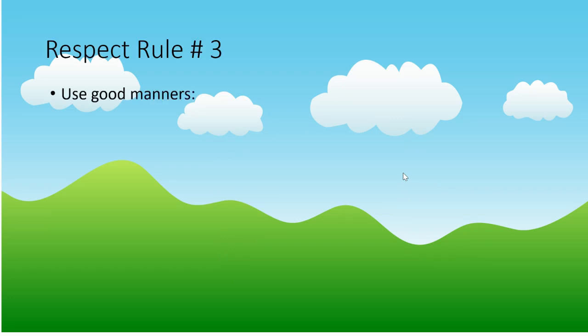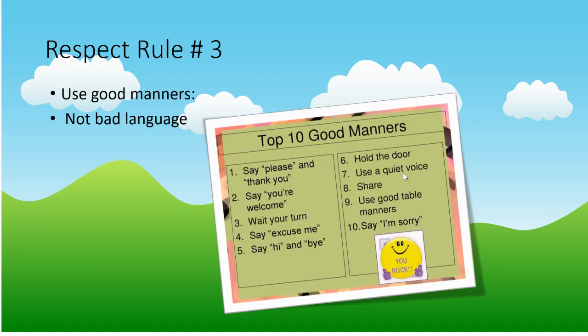Respect rule number 3. Use good manners. Never use bad language. Top 10 good manners. Always say please and thank you. Say you're welcome. Always wait your turn. Say excuse me when you're walking by someone or you brush up against someone or you need to get by someone. Always say hello and bye. Always hold the door for others. When you're inside, use a quiet voice. Whenever you can, you should share. Always use good table manners. And number 10, always say I'm sorry when you're wrong.